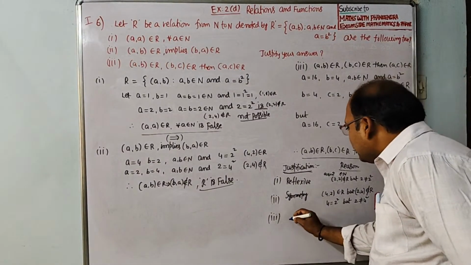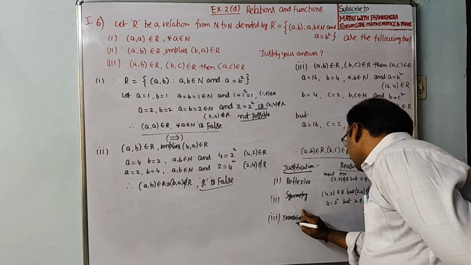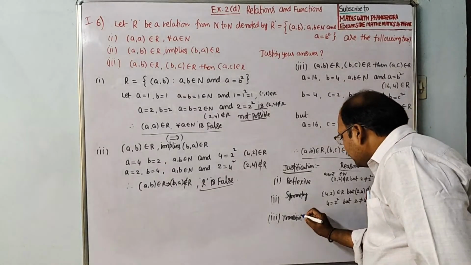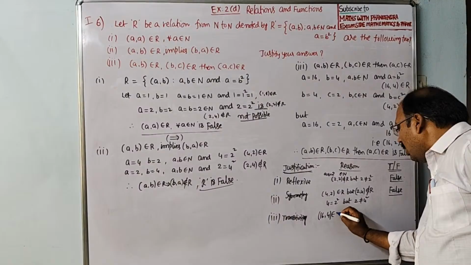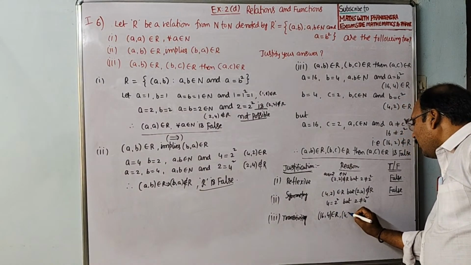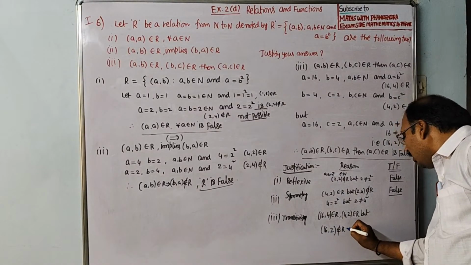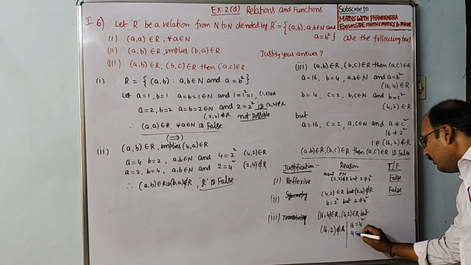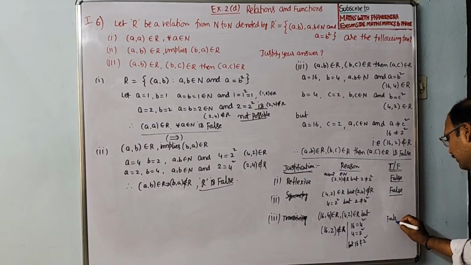If you come to the third one, transitivity. (16, 4) belongs to R. (4, 2) also belongs to R, but (16, 2) does not belong to R. The reason is, 16 we can express as 4 square, 4 can be written as 2 square, but 16 cannot be expressed as 2 square. So even this is also a false statement.